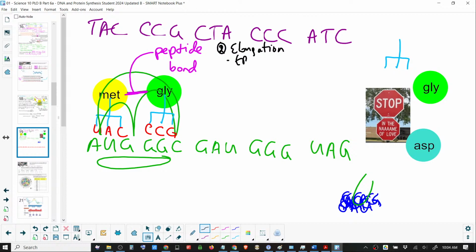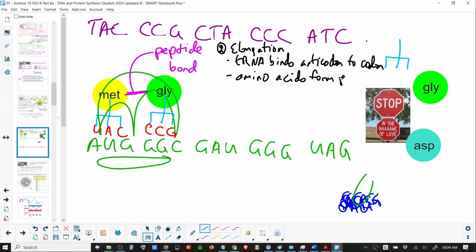I should put a 2 there. tRNA binds anticodon to codon. Amino acids form peptide bond. Ribosome moves one codon.